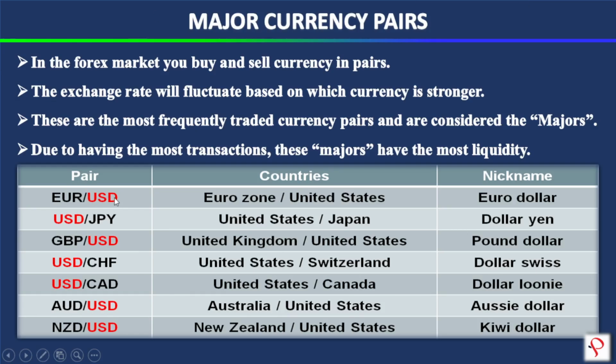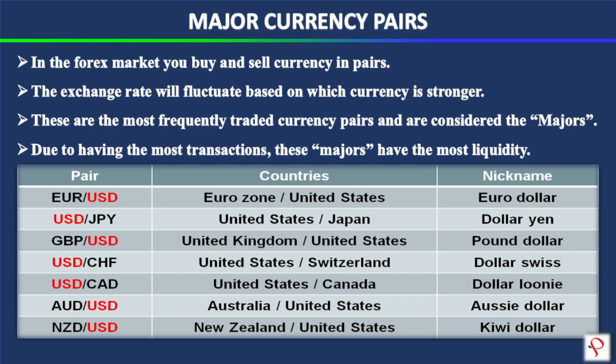We have the EUR/USD, the USD/JPY, the GBP/USD, the USD/CHF, the USD/CAD, the AUD/USD, and the NZD/USD. All these are the majors when it comes to forex trading. There are other major pairs that have been added, but these are the most traded. These are the ones with the most liquidity.